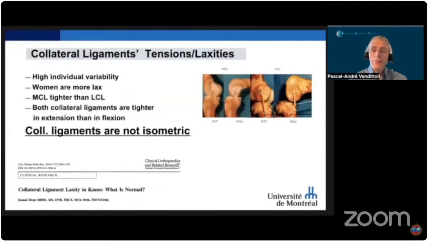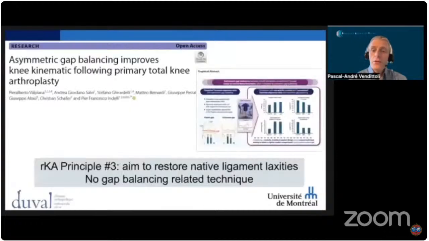We looked at the bone anatomy, but soft tissue and ligaments are also very important. Most anatomical studies agree that the collateral ligament tension is subjected to individual variability, but in general, females are looser. MCL is tighter than LCL, and both collaterals are tighter in extension than in flexion. The key point is that in a native knee, collateral ligaments are not isometric. So restoring normal ligament laxities will favor joint kinematics and correlate in clinical studies with higher patient satisfaction and better clinical score on short-term follow-up. Thanks to Indelli's group for publishing this great paper.